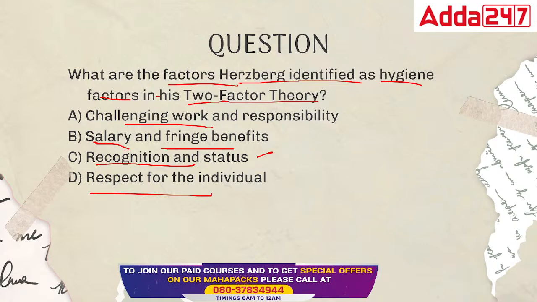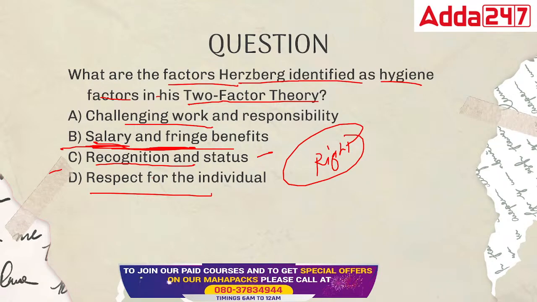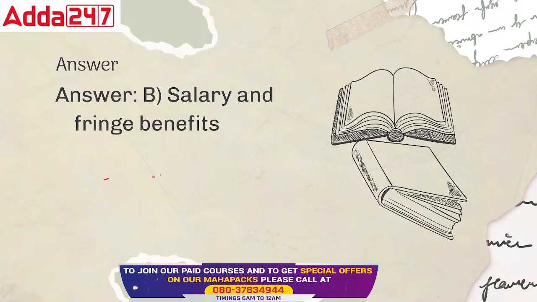But under hygiene factors, they didn't say salary is a motivating factor, because salary, if you are working every single day, then this is your necessity. This is your right, right? So in this case, salary and fringe benefits, they are called as hygiene factors. The minimum thing that they will be receiving it in any case. The answer is salary and fringe benefits.